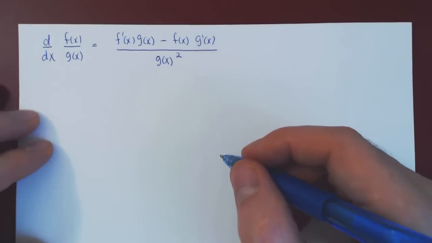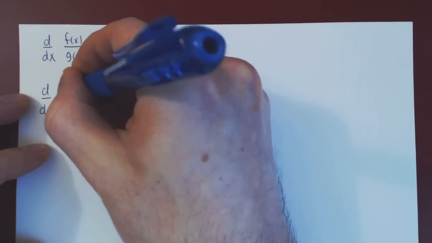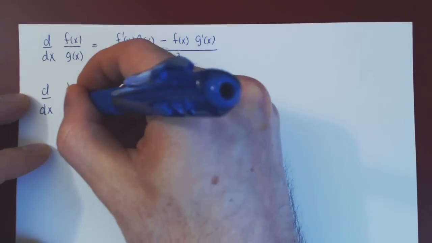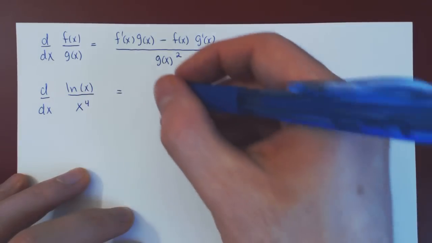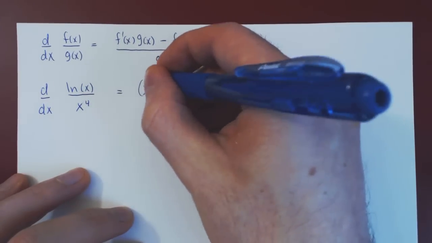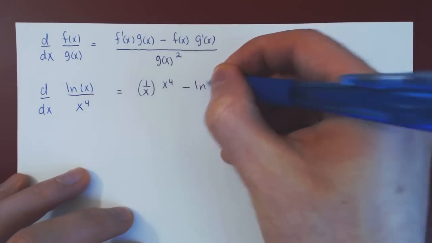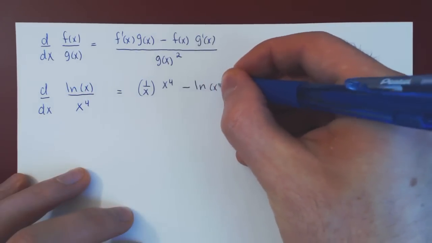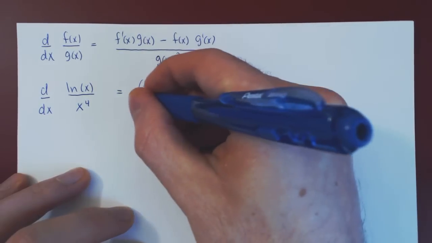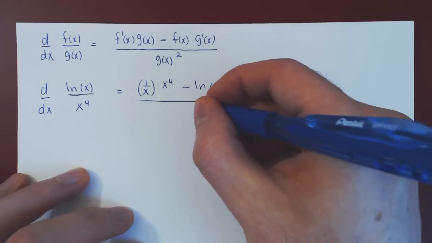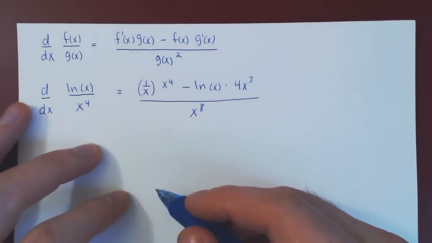So let's consider a few examples. What if we differentiate with respect to x ln of x, the natural logarithm, over x to the 4? Well, the derivative of ln of x is 1 over x, times g of x, x to the 4, minus the numerator, ln of x, times the derivative of x to the 4, power rule, over x to the 4 squared, that is of course x to the 8th. When you double exponentiate, you multiply the exponents.